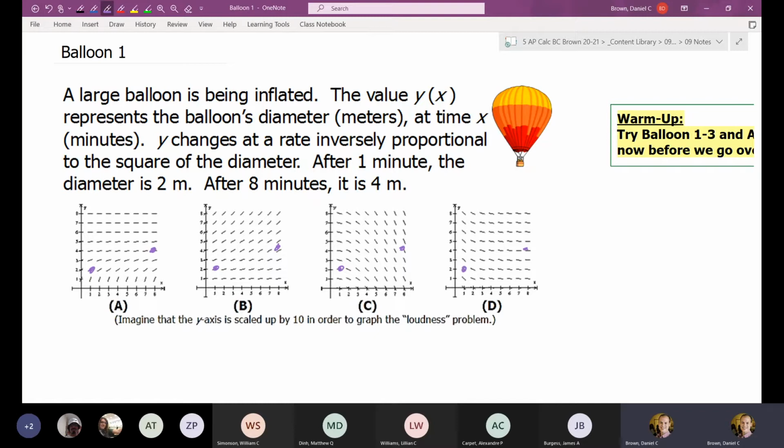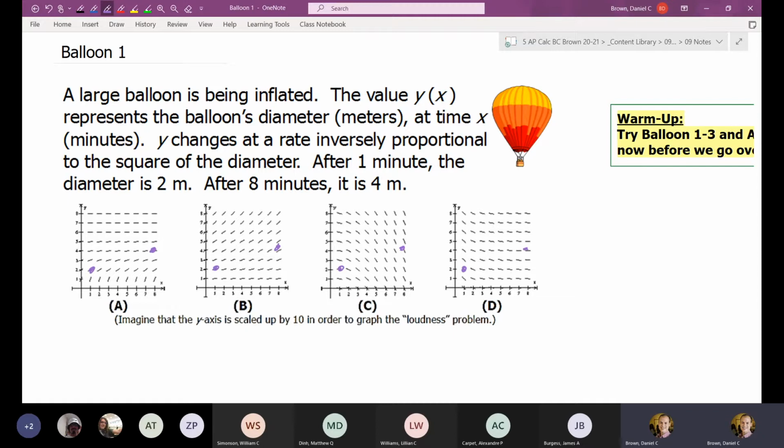All right, so one of the things that we had looked at on Friday was when given a problem situation, we were at least able to identify the slope field. Which again, a slope field shows all the different possible general solutions to a situation. So for this balloon one, we see that this balloon is being inflated. So clearly we should be looking for a slope field that is increasing.